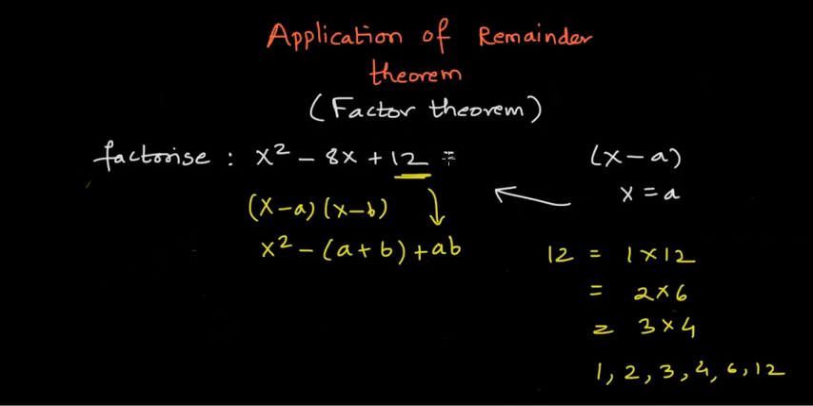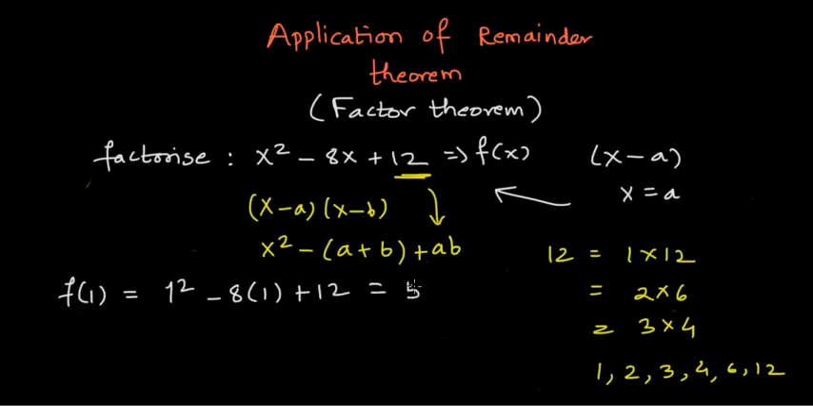So let's just quickly name this as f of x. So what would be f of 1? f of 1 is when x equal to 1. So we have 1 square minus 8 times 1 plus 12. And this gives us 5. And so this is not a 0 remainder. And that's why x minus 1 is not a factor.